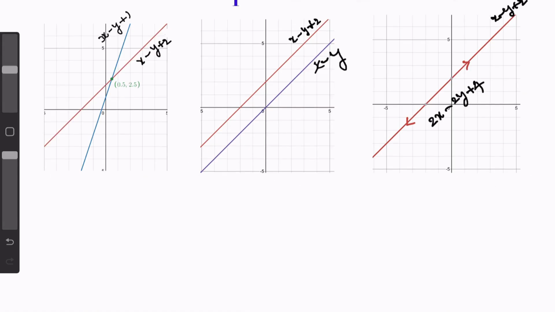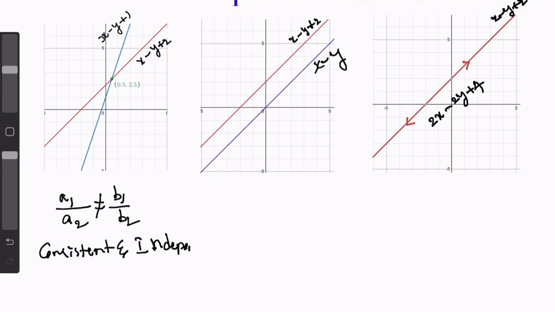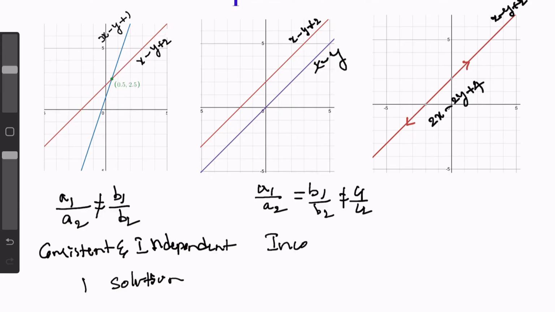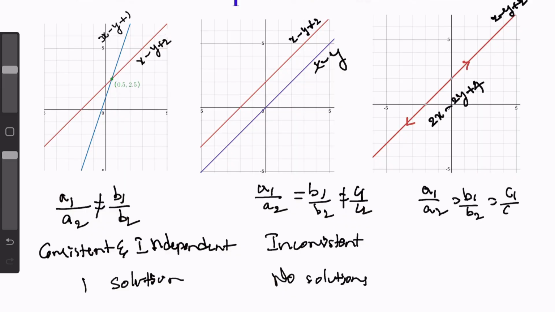Let's summarize this. In intersecting lines, a1 by a2 is not equal to b1 by b2. These lines are called consistent and independent, and they have one solution. For parallel lines, a1 by a2 equals b1 by b2, which is not equal to c1 by c2. These lines are called inconsistent lines. They have no solutions. And for the third set of lines, a1 by a2 equals b1 by b2 equals c1 by c2. These are called consistent and dependent lines, which are coincidental, and they have an infinite number of solutions.